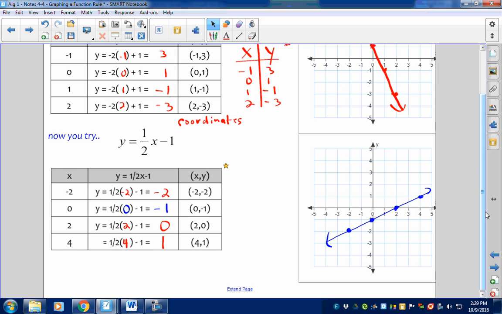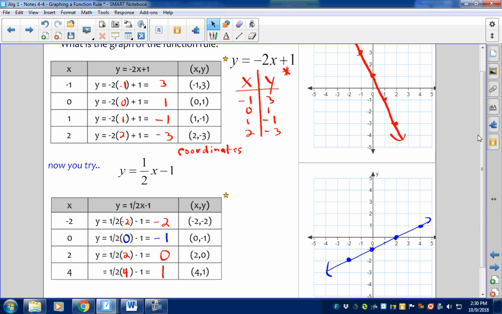Wait, so whenever it's 1/2, it's better to use multiples of 2. What if this were a 1/3 out here? What would be good numbers to use? So whatever the denominator is. Why for the first one did we do 1? Because on the first one, I could use -1, 0, 1, and 2. It produces whole numbers when I multiply it, so we don't worry about fractions. This one has a slope of 1/2.